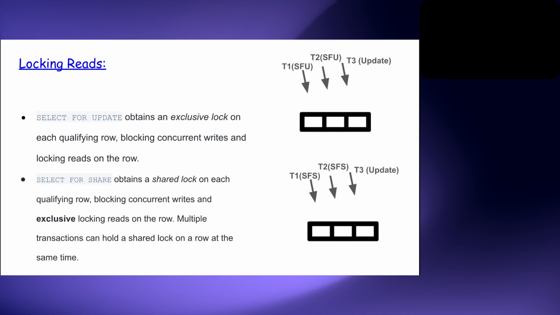Now say there is one more transaction T3 which tries to update this row at the same time. That is blocked because there is a lock on it, and it will make sure that both transactions T1 and T2 are reading the latest copy of data, and while they are reading, there is no update happening. So with these two, you can still reduce a lot of these transaction concurrency anomalies.